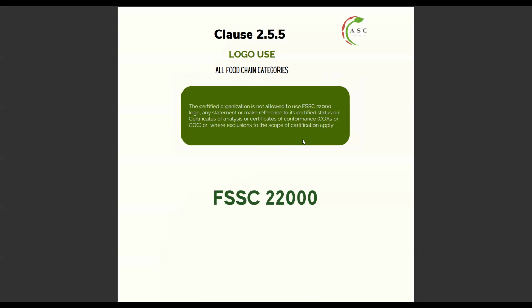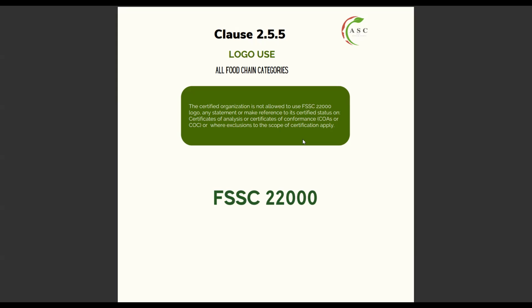So you'll see that under requirement D of 2.5.4.2. Then local use, nothing groundbreaking there, except that the certified organization is not allowed to use the FSSC 22000 logo, any statement or make reference to its certified status on the product, its labeling, its packaging, the certificate of analysis or certificates of conformance. So that would be the COAs and COCs. I have seen quite a number of sites that have got that label: we are FSSC 22000 certified site, on the product. You are not allowed to do that.